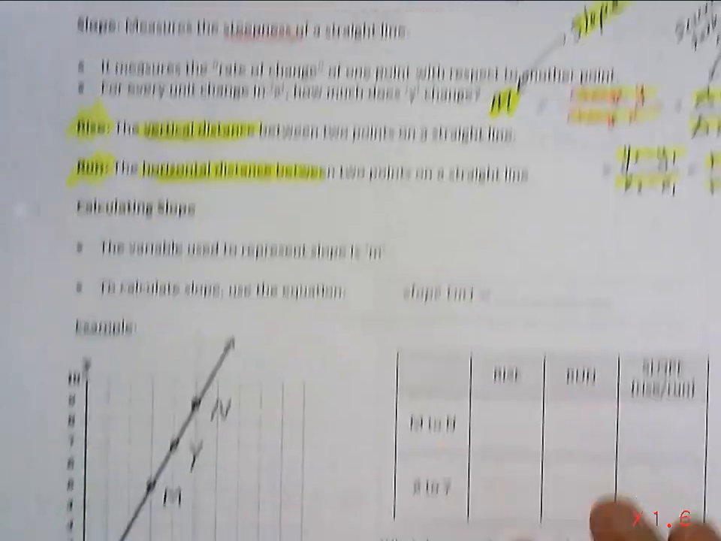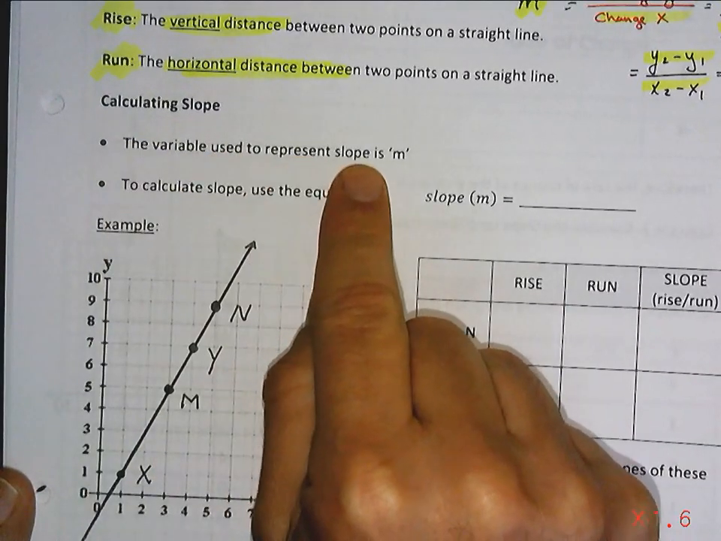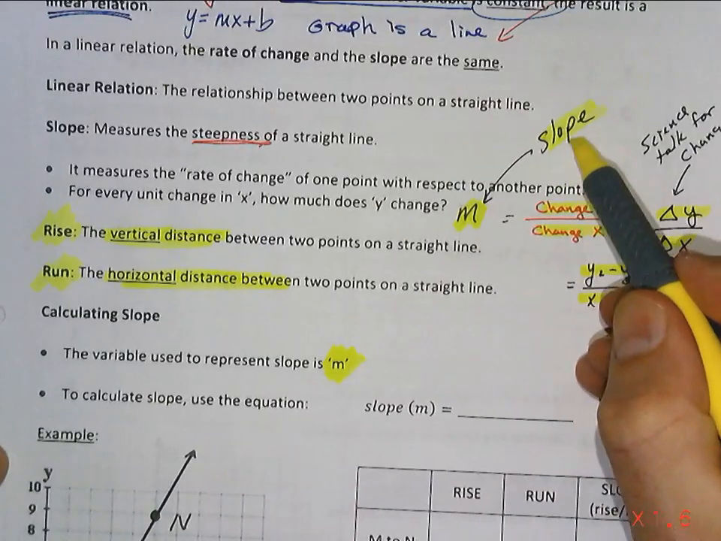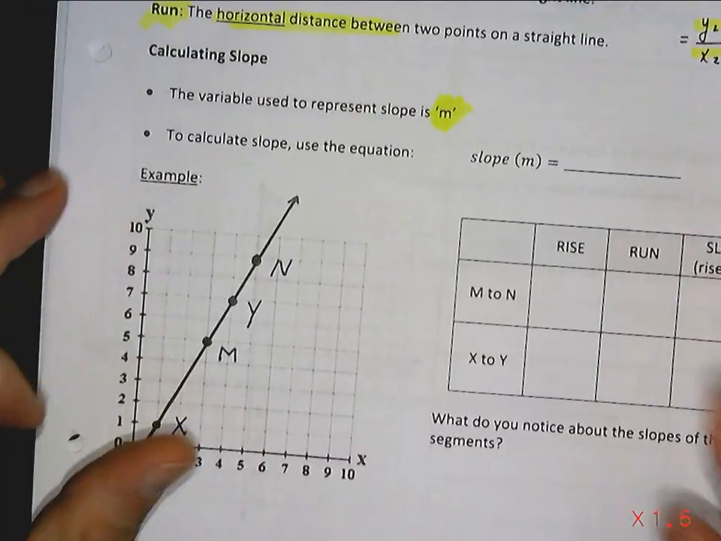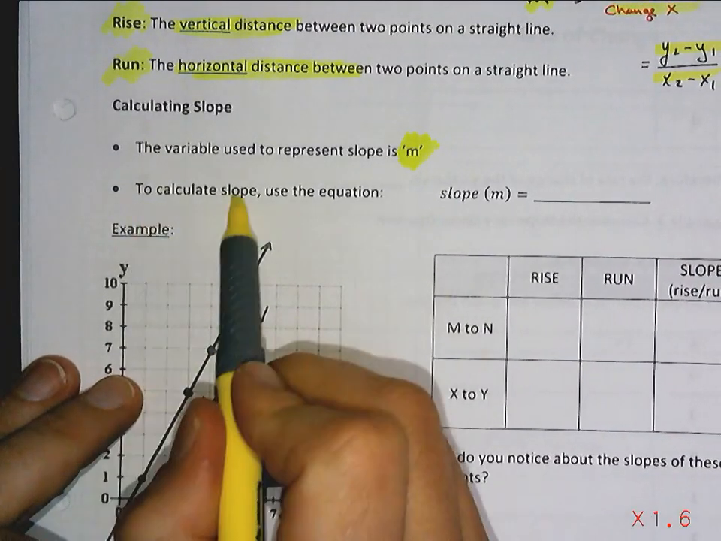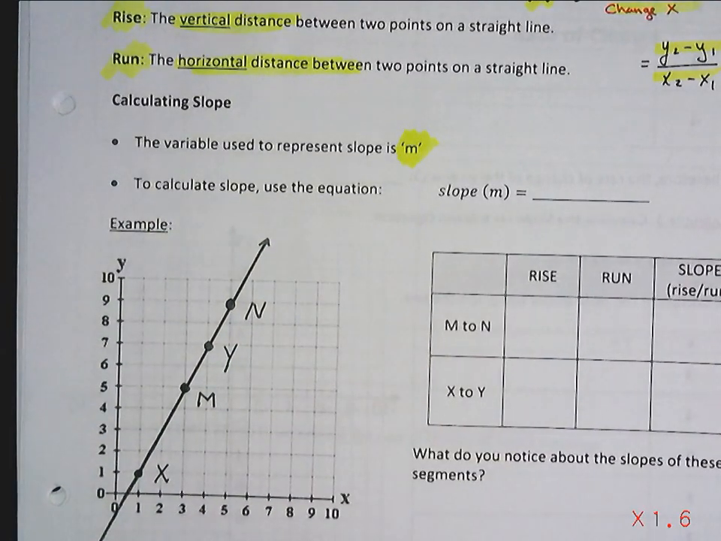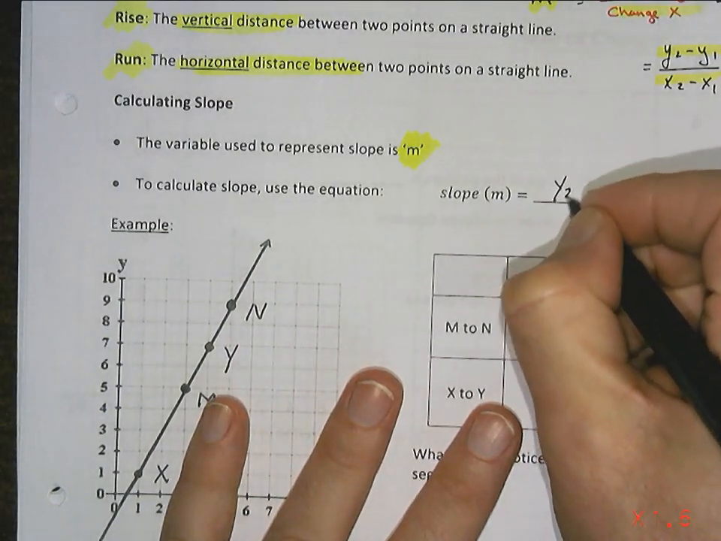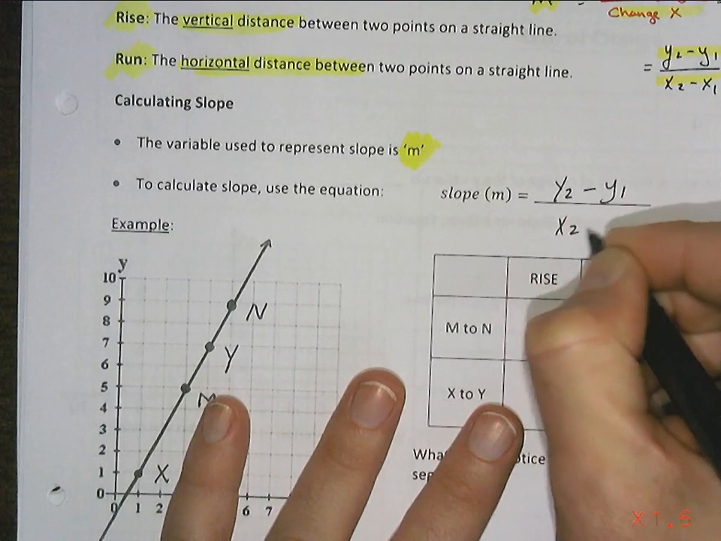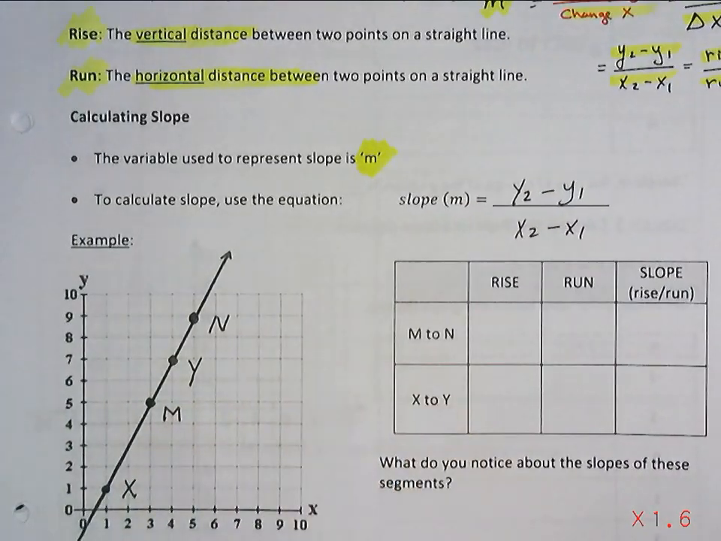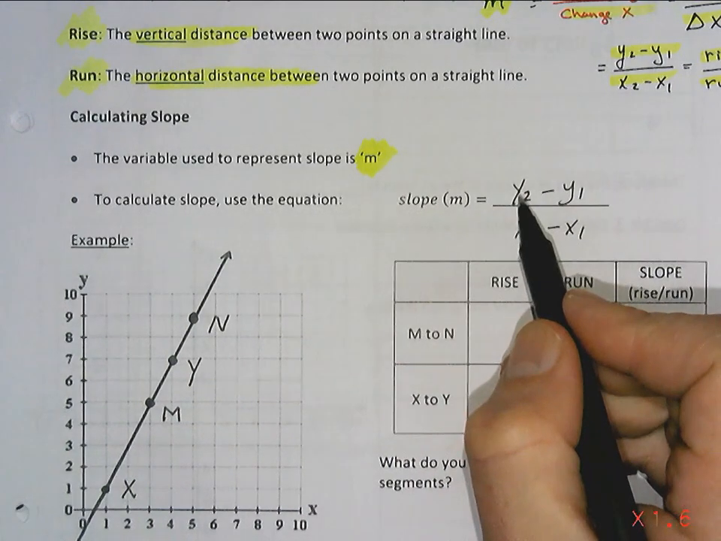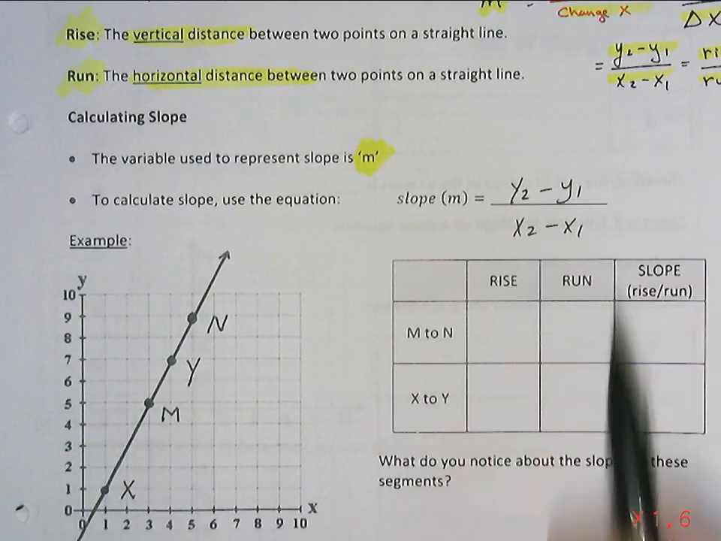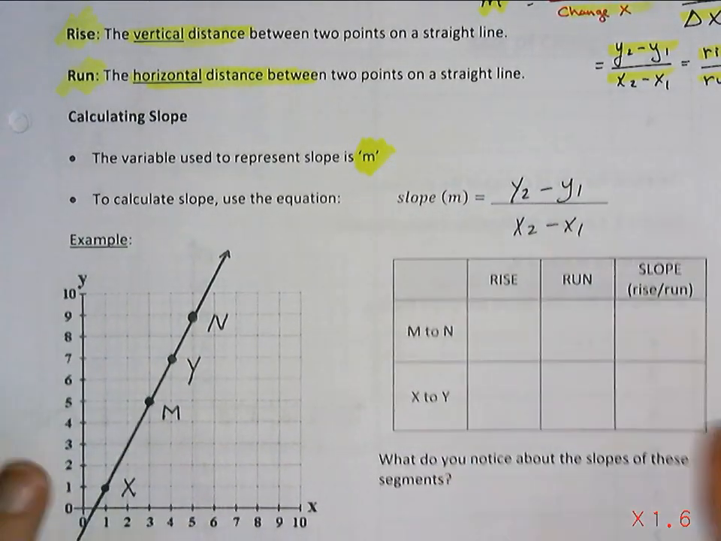So calculating slope. The variable used to represent slope is m, like I said up above. And again, I have no idea why it's m. There's not even an m in the whole word slope. Don't get it, don't understand it, oh well. To calculate slope, we're going to use an equation. Now, that equation I've already given to you is y2 minus y1 over x2 minus x1. That's the actual equation. So you're going to take the new y value, subtract the old y value, and you're going to divide that by the new x value minus the old x value. So let's see how this works. Here's a chart.